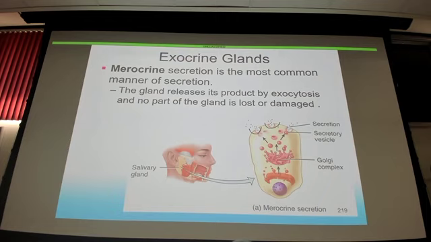So in that case, the gland's not damaged at all. Actually, this happens over and over. It's happening in you every second of the day, because neurotransmitters that we use in the body are released through merocrine secretions. They're not a gland releasing that, but they release their products out of the cell by exocytosis into the space or wherever it's going. So nothing happens to the cell.